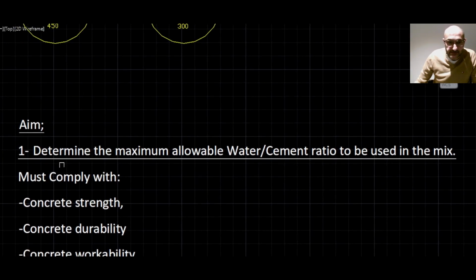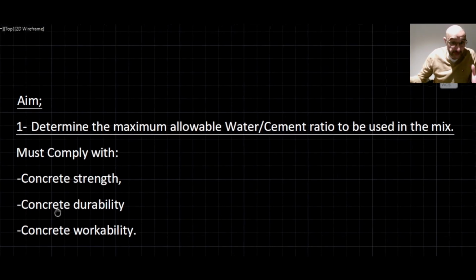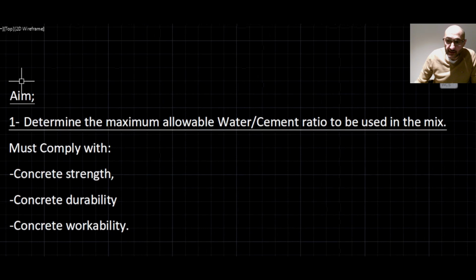So in this case here, we need to check compliance with the required concrete strength, durability, and workability. And slump is the workability. So here we basically select the worst case scenario that would give us the lowest water-cement ratio.